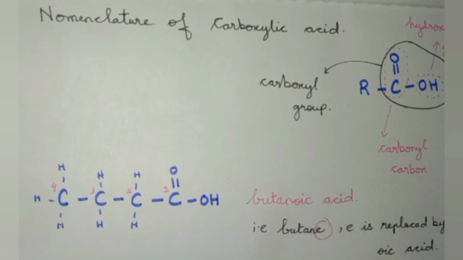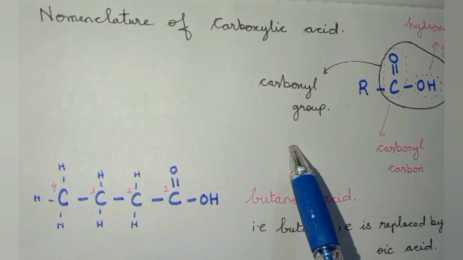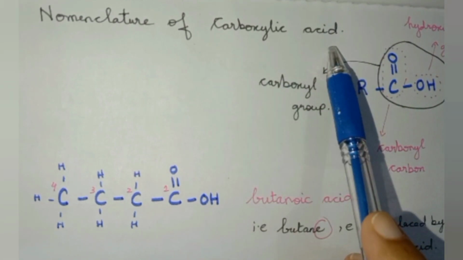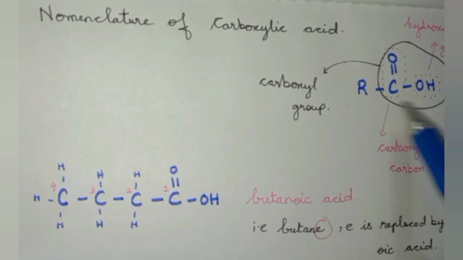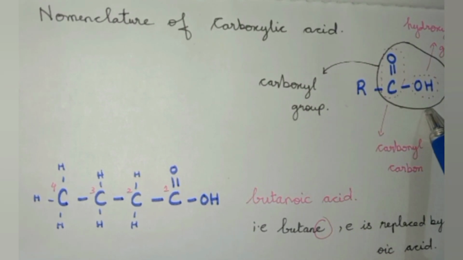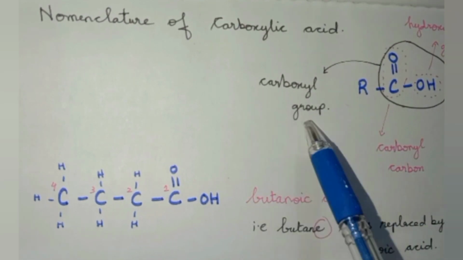In this video, we will be discussing the nomenclature of carboxylic acids. In order to do so, we should first know what carboxylic acids are. These are the organic compounds that contain the carboxyl group. This group is so named because it has a carbonyl carbon and a hydroxyl group attached. When these both groups are attached, that group is then known as the carboxyl group.